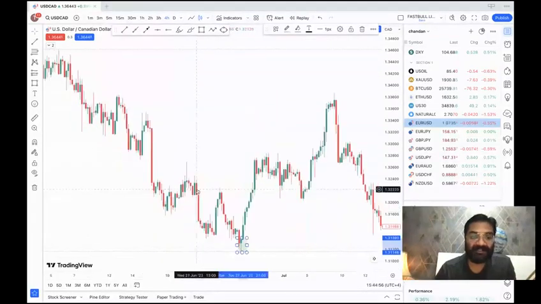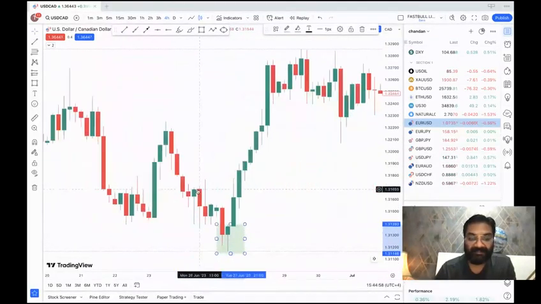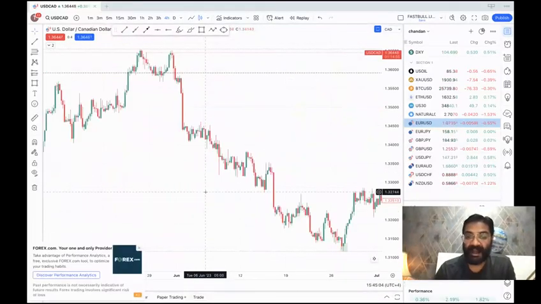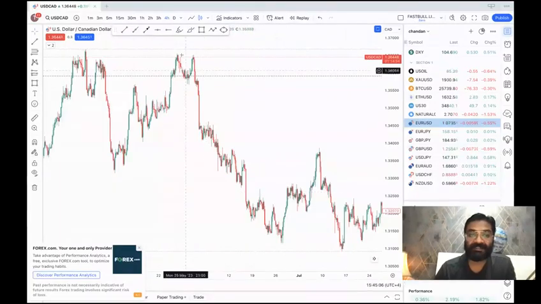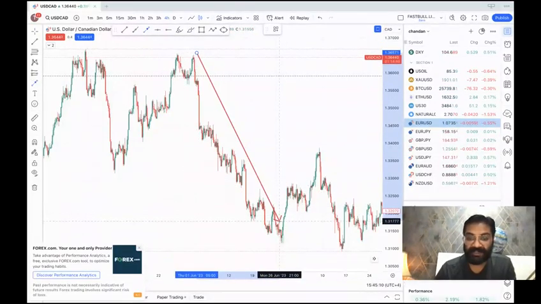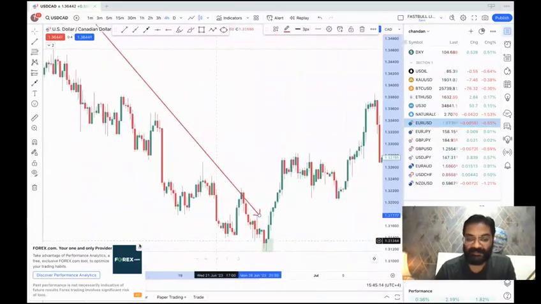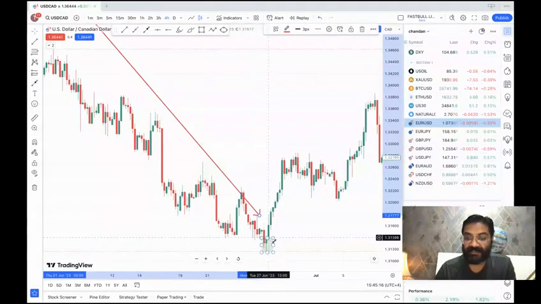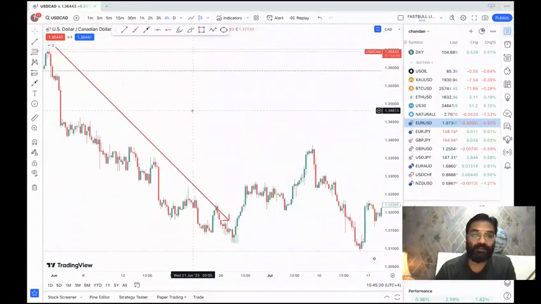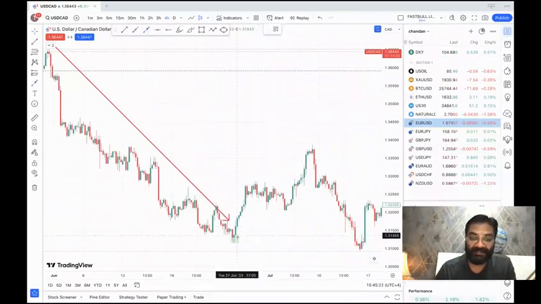This is our hammer candlestick. See, solid body part on the top and wick on the downside. After what? After a bearish momentum, right? The market was falling down, and at the bottom, as soon as we find the hammer candle, we can definitely go for a long trade.